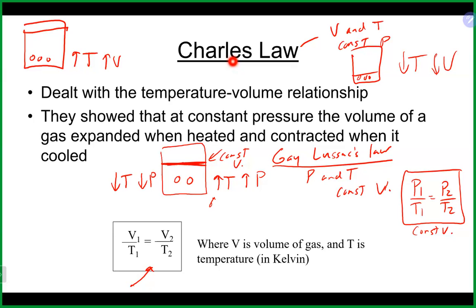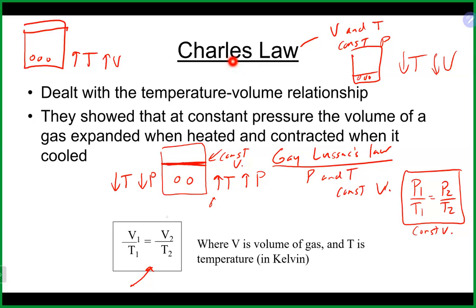We don't have that in Gay-Lussac's law. The volume is fixed, so it cannot adjust like in the case of Charles' law. And because there's no adjustment in that volume, the only option is the pressure's got to go up or down depending on how the temperature goes. Any questions on either of those relationships?